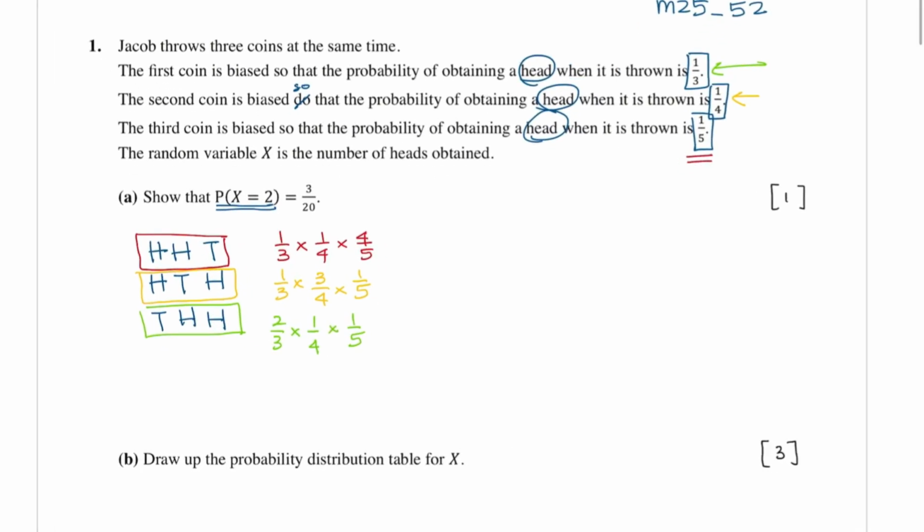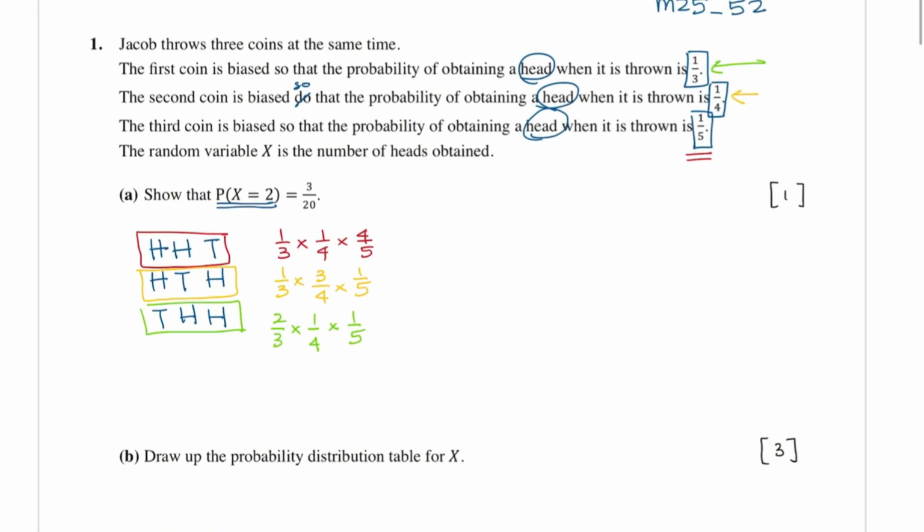So let's do the computation. This is simply calculator work. It should give you 4 over 60. This is 3 over 60. And this is 2 over 60. If you add them all together, you should be getting 3 over 20. And you get the exact value that you have to show, that is 3 over 20.